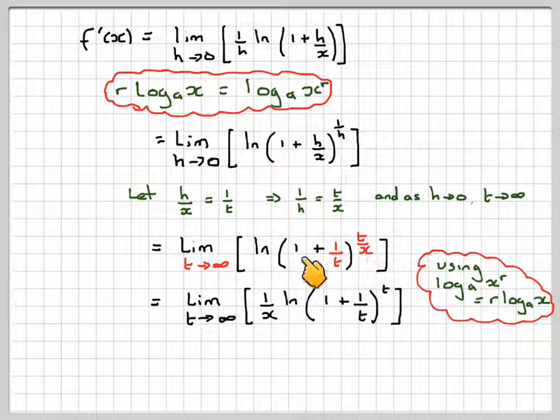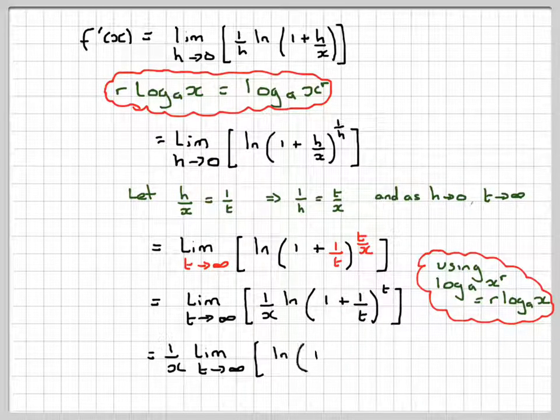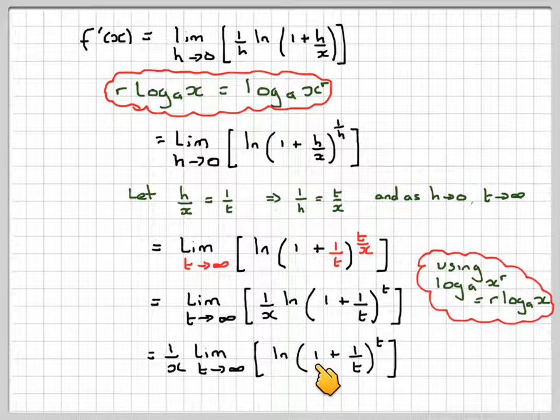So the rule we used here bringing the 1 over x down was this one here that we've already used once up here. Right, now because 1 over x is no longer part of the limit, we can now take it out. So we get 1 over x, the limit as t goes to infinity, ln of 1 plus 1 over t to the t.